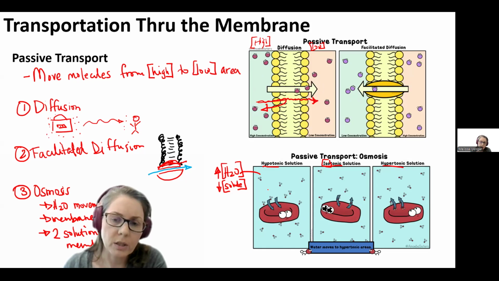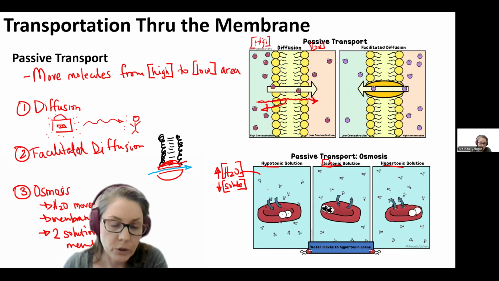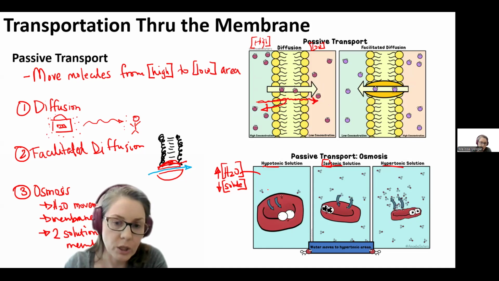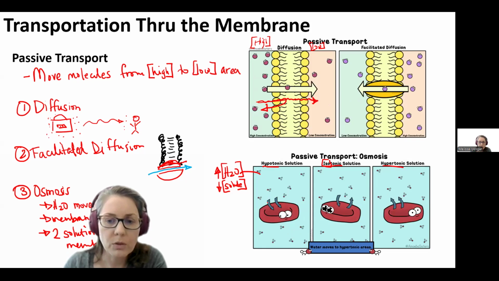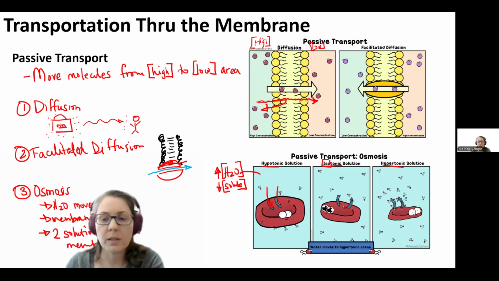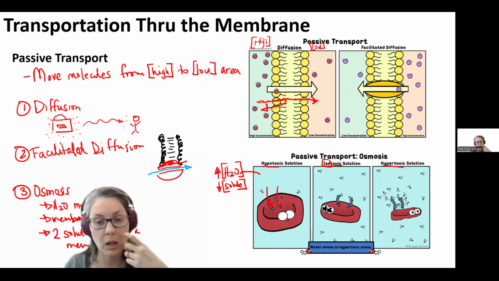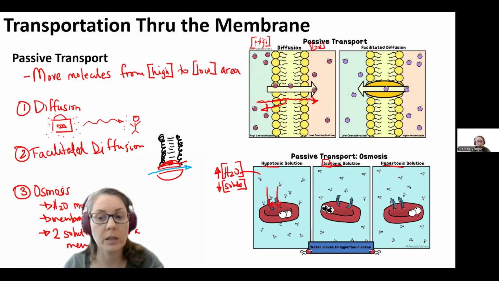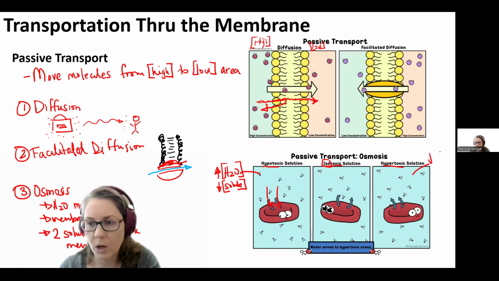In our hypotonic solution, because you have more water on the outside, diffusion tells us higher concentration goes towards lower concentration. So I'm going to start to move more of that water towards the inside of the cell. And as you move more and more water towards the inside of the cell, it's going to get bigger and explode.